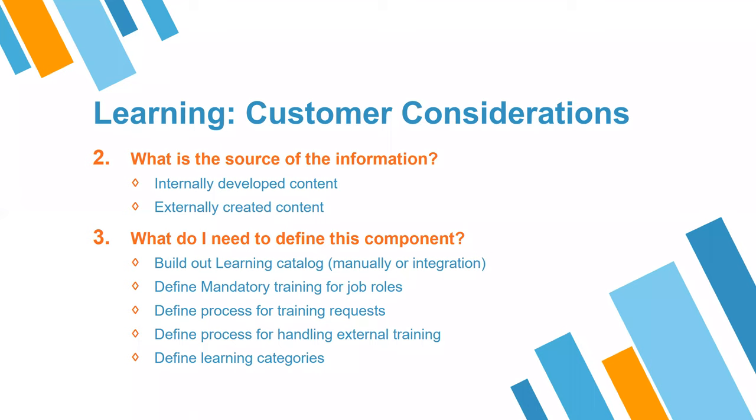And what do you need to define this component? You need to build out the learning catalog, that catalog again, manually, or if you integrate with, say, LinkedIn Learning or the other product we have, which is Go One, you'll get to choose what courses you want to bring into the catalog and make available to your teams. And that's done through an integration. It's populated as such. Mandatory training, process for requesting training if it's permission required. And handling external training if there's a cost event they want to go to, a conference.